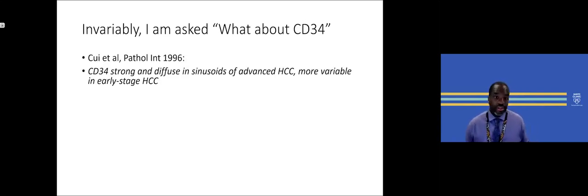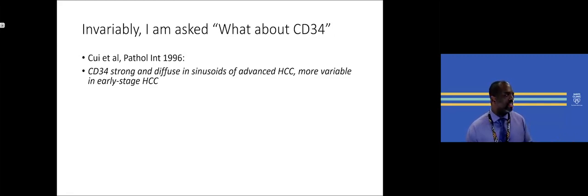So invariably, I'm asked in presentations like this, and even in routine sign-out when I'm working with residents and fellows, what about CD34? And I think CD34 is a useful stain. If you're using it and you find value, I encourage you to continue to use it. I'll illustrate why we typically don't use it in our practice. We have about a dozen GI liver pathologists in our group, and just from observing the patterns of my colleagues, almost none of us use CD34 consistently. If we receive a case with CD34, we'll look at it, but we typically don't.